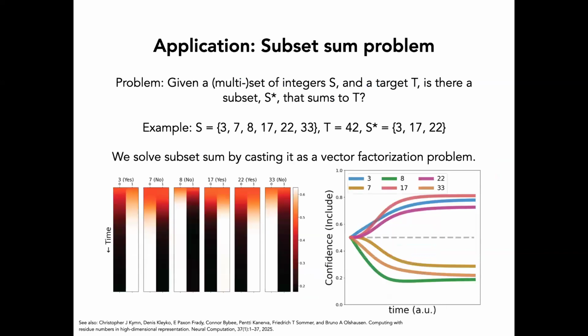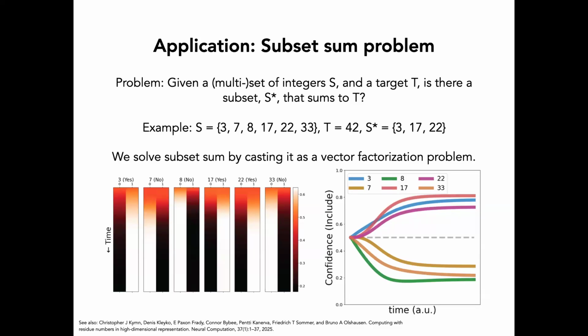So this is building off of some work that I presented in the last VSA Online on computing with residue numbers and using resonator networks to tackle the subset sum problem. Just as a reminder for how this works, suppose we have some set of integers S, and we want to check if there's a subset S star of the set that sums to this target t.